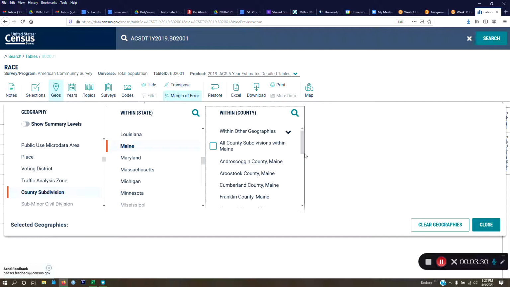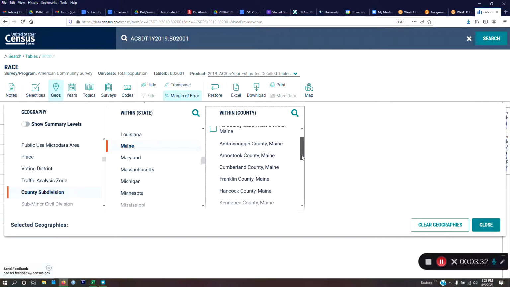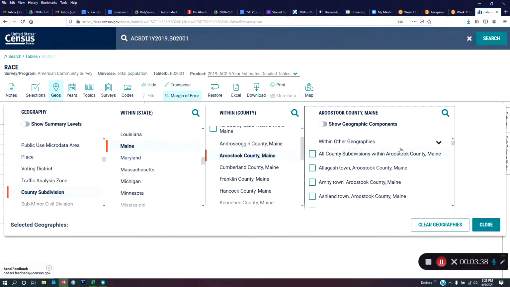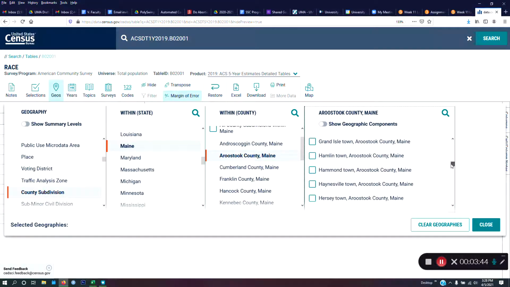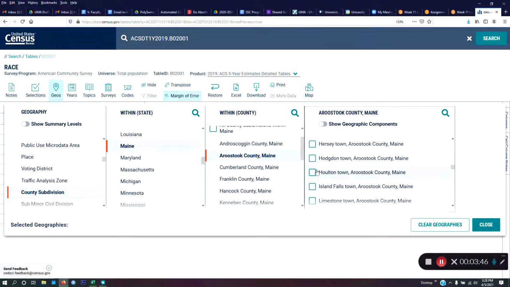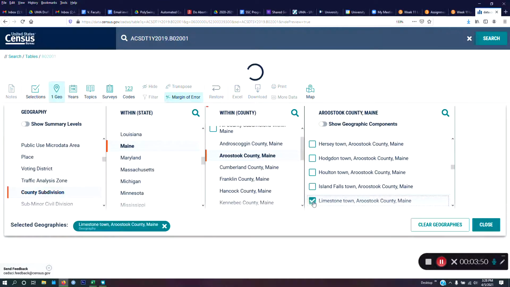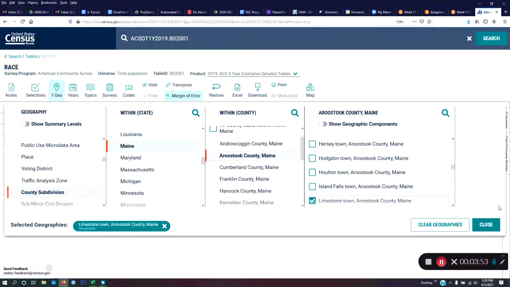This time, we're going to look at two towns. Let's first look within Aroostook County. And let's say we're interested in, let's see, I was thinking of Holton. So let's take a look at Holton. Or what the heck, how about Limestone? That's really quite a bit up there within the county. So, Aroostook County, Maine, Limestone Town, we can hit close.